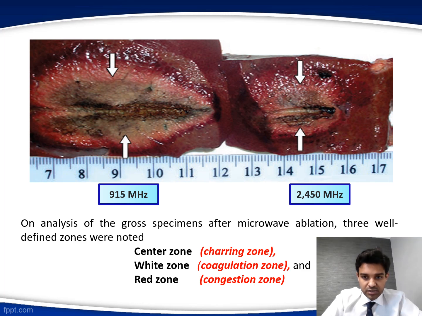Like this is the post-procedural outcome. So like I said before, the center is your charring zone where there is complete necrosis. The white region is the coagulation zone, and the red is the congestion zone where you have partial necrosis.